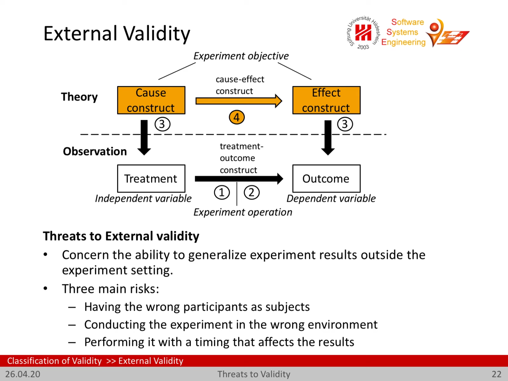And the experiment setting will always be just a very narrow case, given the large range of possibilities. 3 typical risks could be we have the wrong participants as subjects, meaning the wrong kind of people. We conduct the experiment in the wrong environment, and we may perform it with a timing that affects the results. For example, if we give participants too little time to do it, then we are actually measuring speed, not really the capability of people.